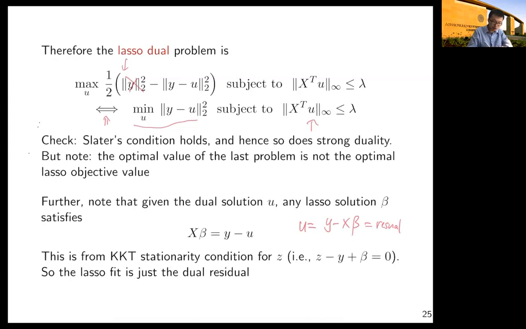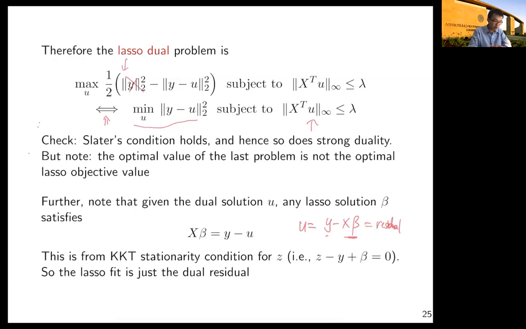This is a residual. This is a vector of differences from your prediction to the actual label. So that assigns meaning to the dual variable as well.